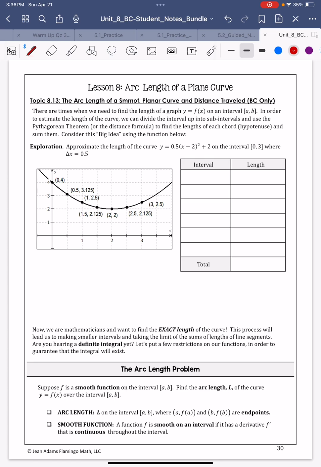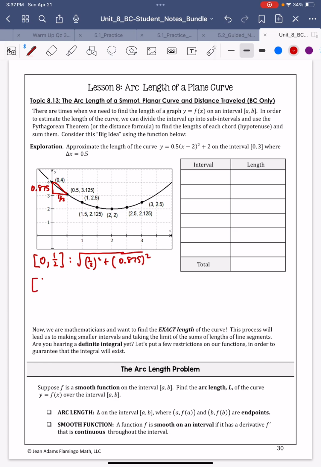Consider this big idea using the function below. So approximate the length of the curve y equals 0.5 times (x minus 2) squared plus 2 on the interval from 0 to 3, where delta x is 0.5. On the interval from 0 to 1/2 for the x's, if you calculated using the distance formula or the Pythagorean theorem, this would be 4 minus 3.125, so 0.875. This, of course, would be 1/2. So your hypotenuse would be the square root of 1/2 squared plus 0.875 squared.